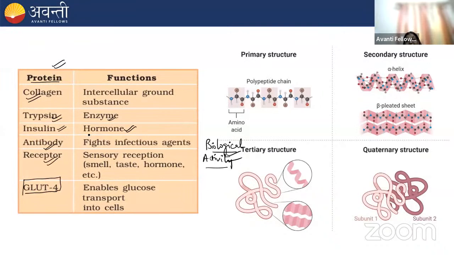GLUT4 is a glucose transporter. It allows the glucose to transport into the cell.